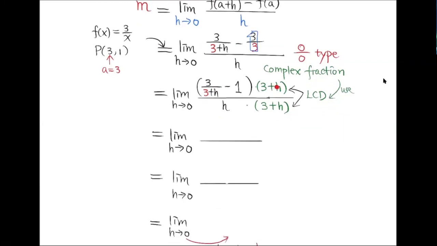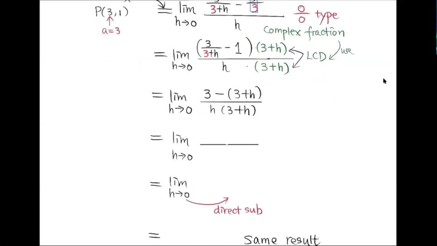Now distribute. This times that gives you 3. This times that gives you minus parenthesis 3 plus h. And down here we get h times 3 plus h. Simplify the numerator on top. We got -h. -h is going to divide out with this h. And we got -1. So simplify, we got -1 over 3 plus h.